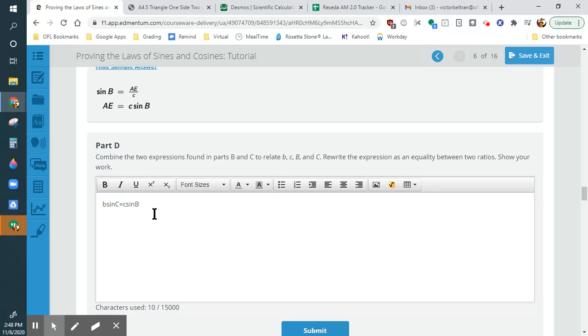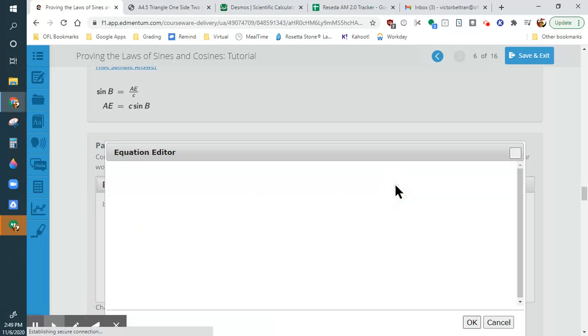So you can see why we use lowercase and uppercase when we're talking about sides and angles, just because you know which one this is just by looking at it. It's a lowercase, so that's a side. It's an uppercase, so that's an angle. Now, what we're going to do here is I'm going to copy this and go into the equation editor.